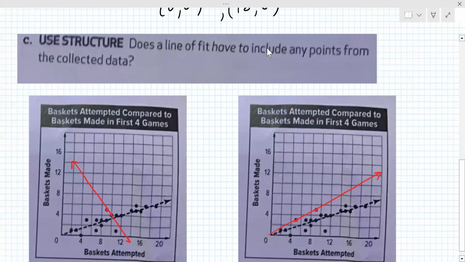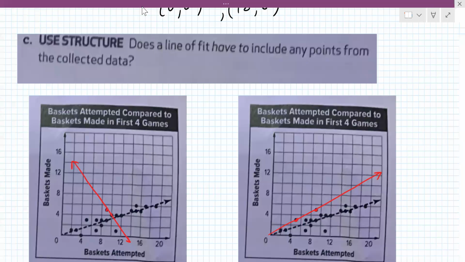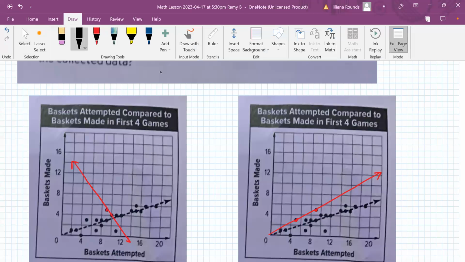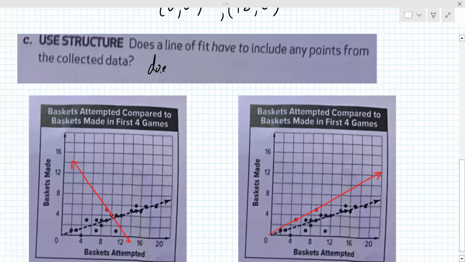Does a line of fit have to include any points from the collected data? It does not, but it could. And I know that's almost like a political answer where you're not really answering it, but yeah, that is in fact what they're looking for.